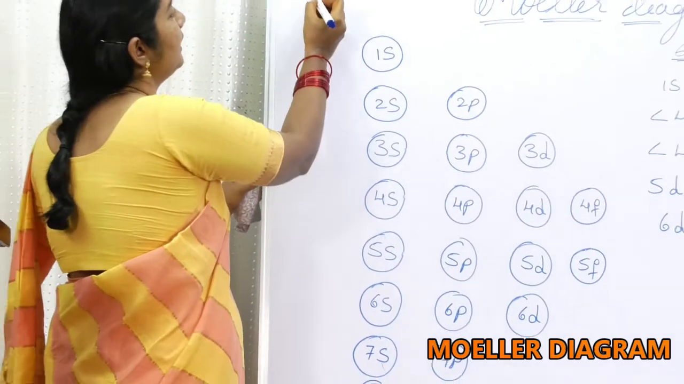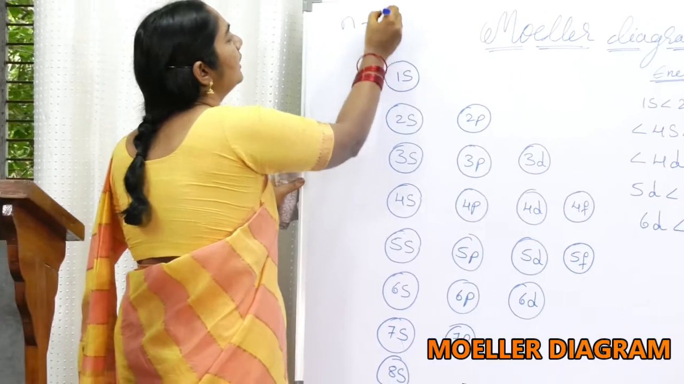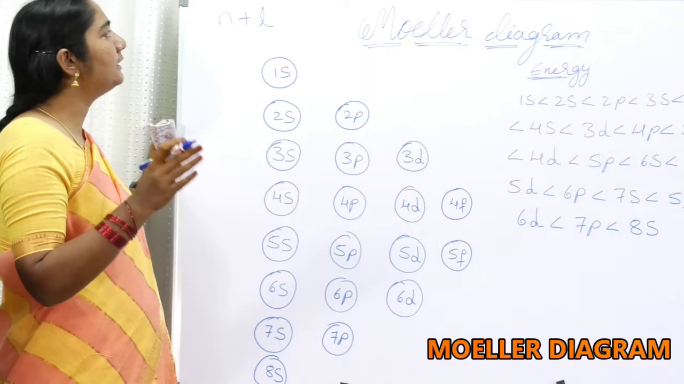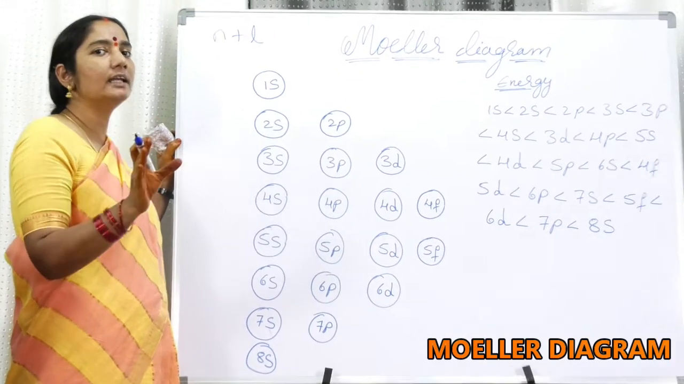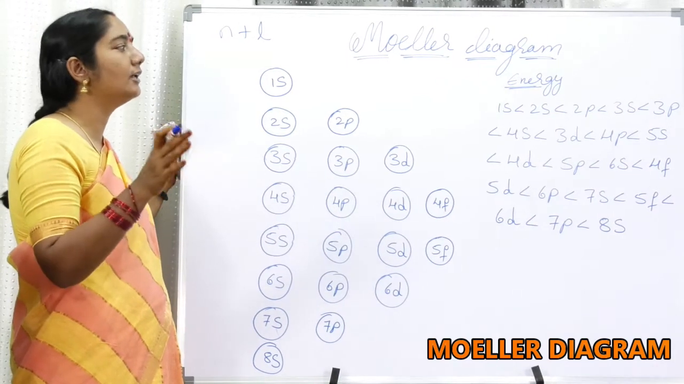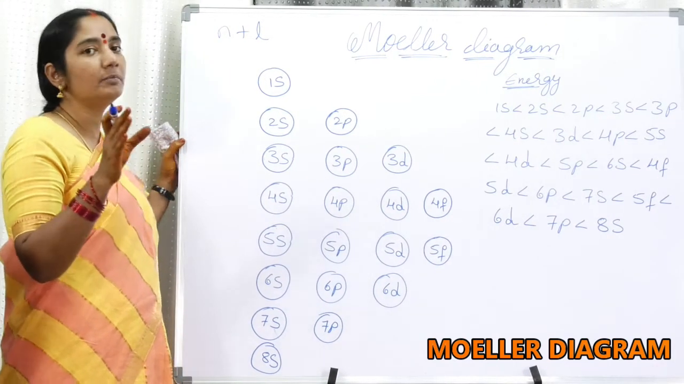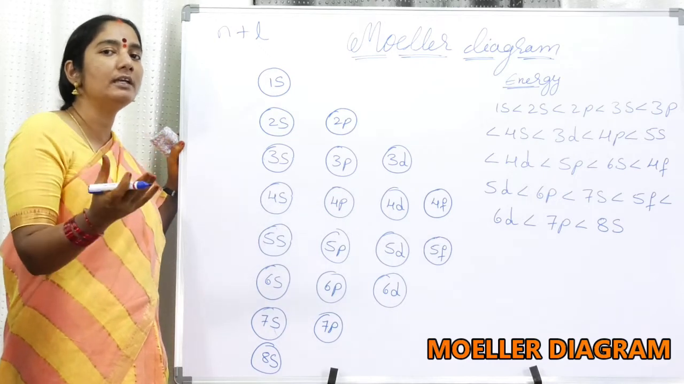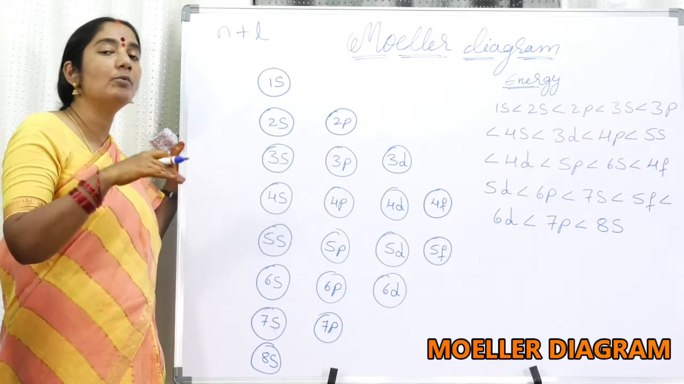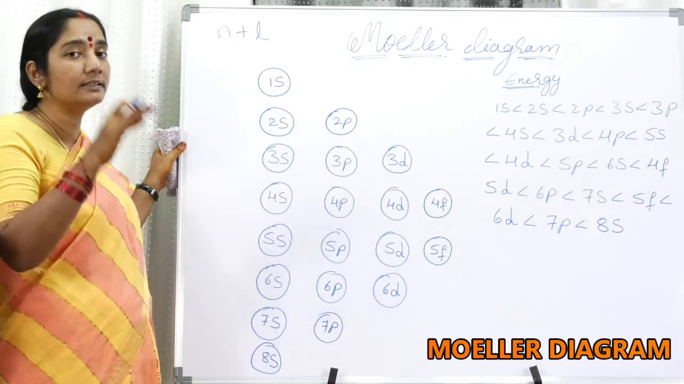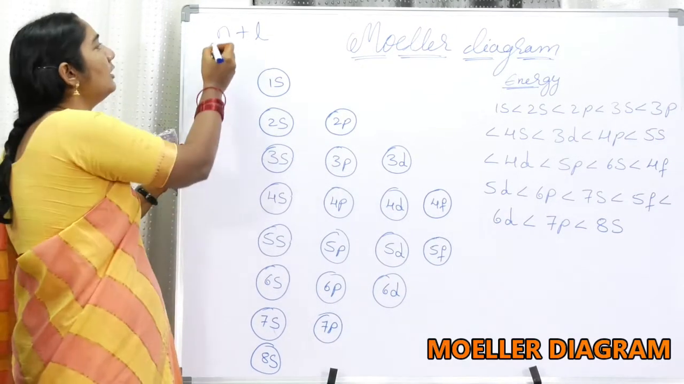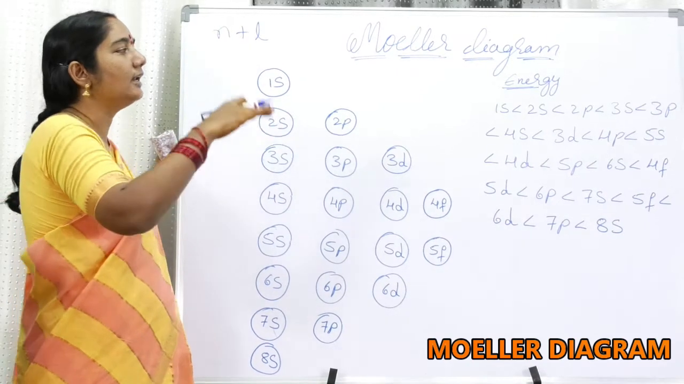The energy depends on the n plus l value. The orbital having the least n plus l value has less energy. The atom has more stability if the energy is less. The less the energy, the more the stability. So, my dear friends, if the n plus l value is less, it means the energy is less.